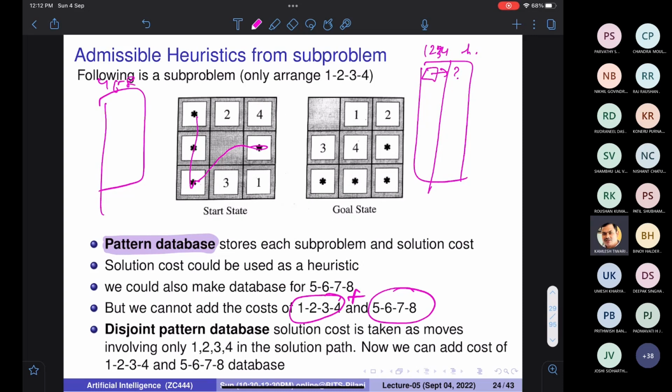However, there is an issue, because when you arrange 1, 2, 3, 4, at that time you would also be moving the other tiles. So if you add these two values, you are double counting some of the moves, and therefore the function becomes wrong. One way is to change this function so that the value counts only those moves when I'm moving 1, 2, 3, 4. Earlier I was counting how many steps are required, but now I'm only counting those steps when I'm moving 1, 2, 3, 4. In between, to move these, I also need to move the other tiles, but those I'm not counting.